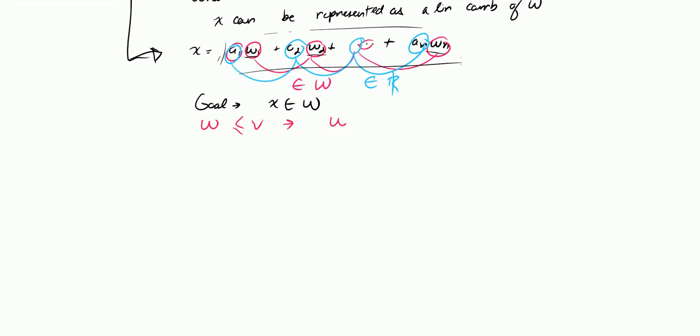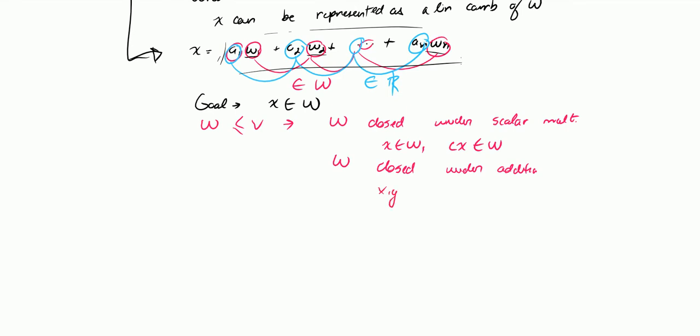W is a subspace, so that means that W is closed under scalar multiplication, meaning that if X belongs to W, then cx also belongs to W. That's just by definition of subspace. And W is closed under addition, meaning if I have X and Y belonging to W, then X plus Y belongs to W. That's just by definition of a subspace.